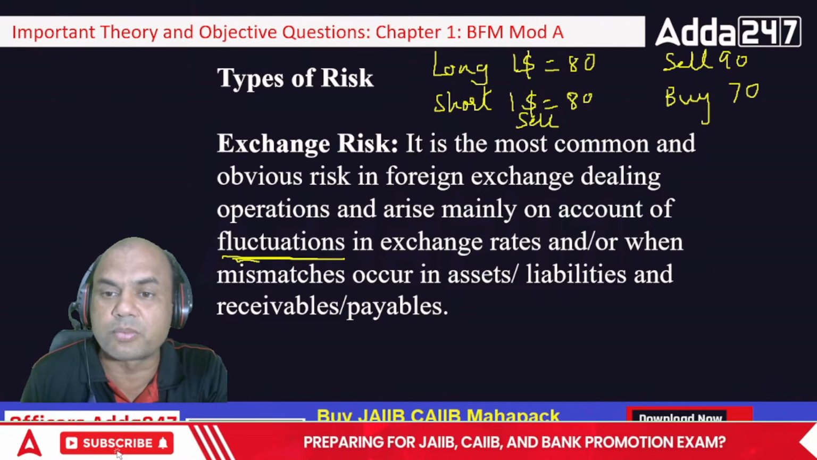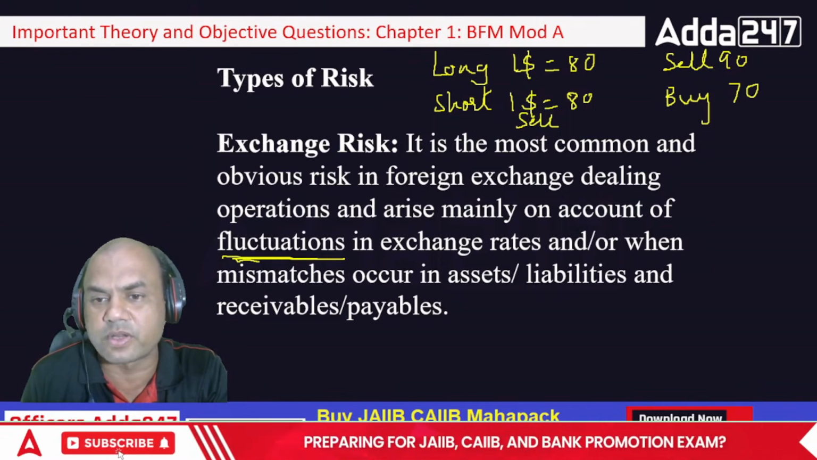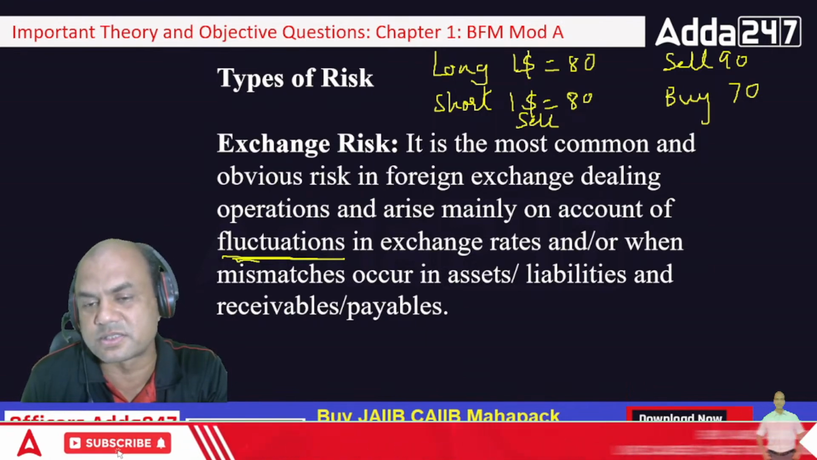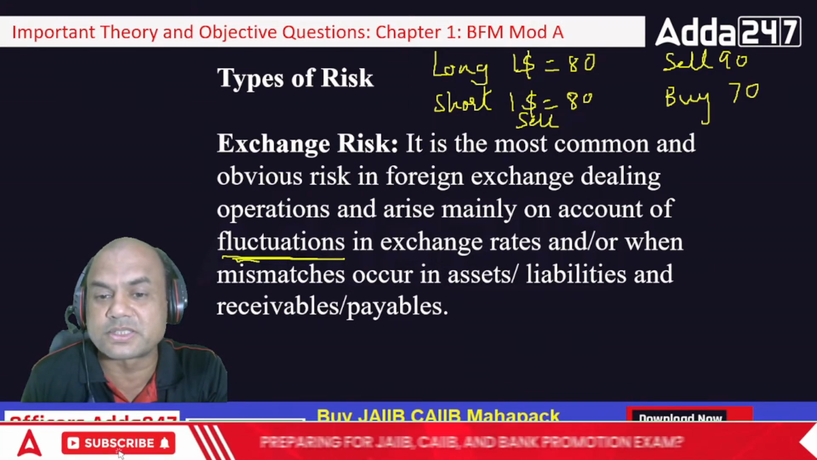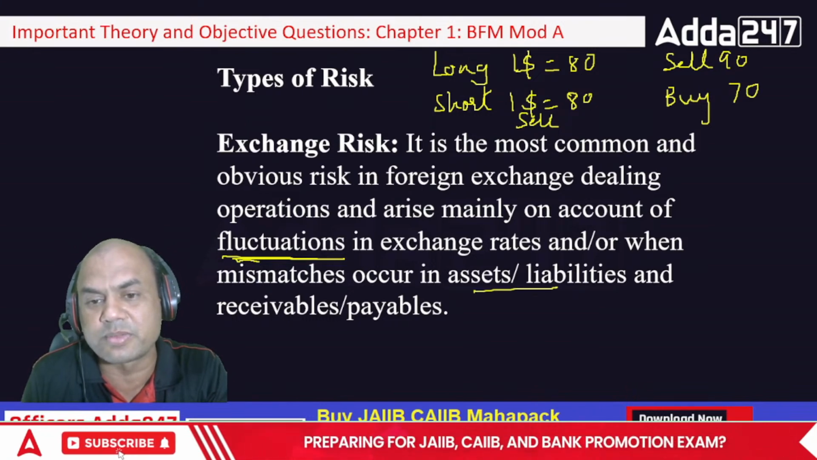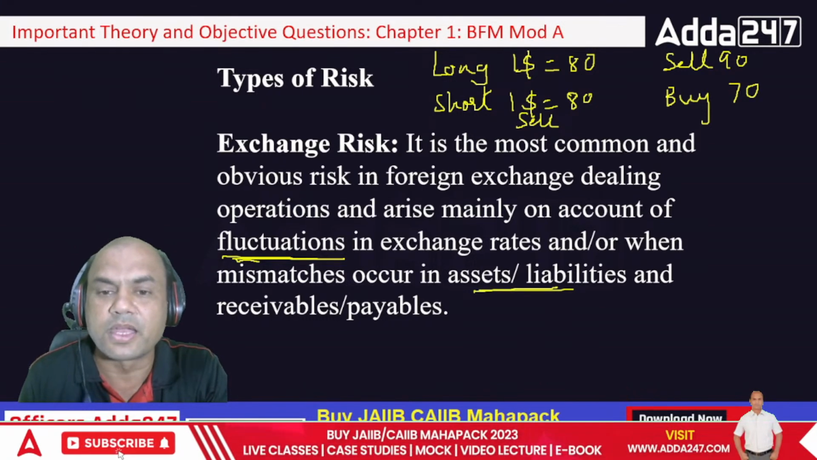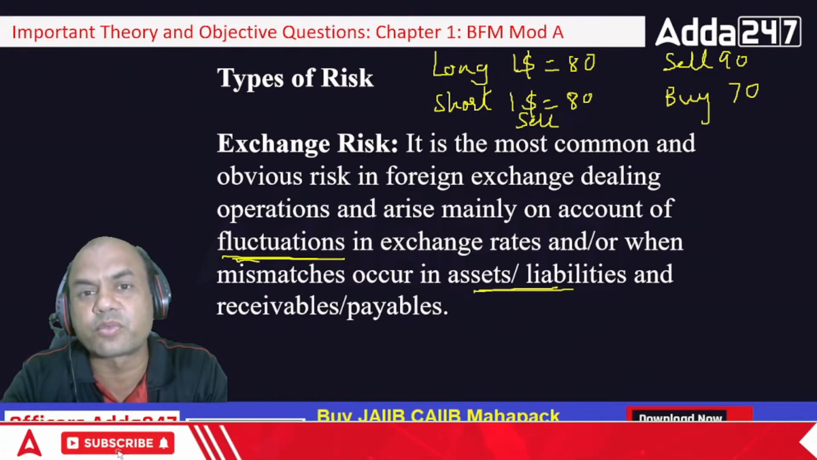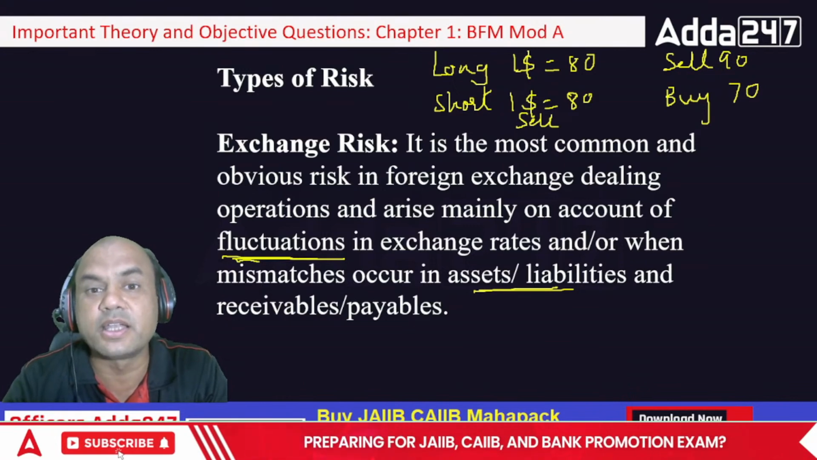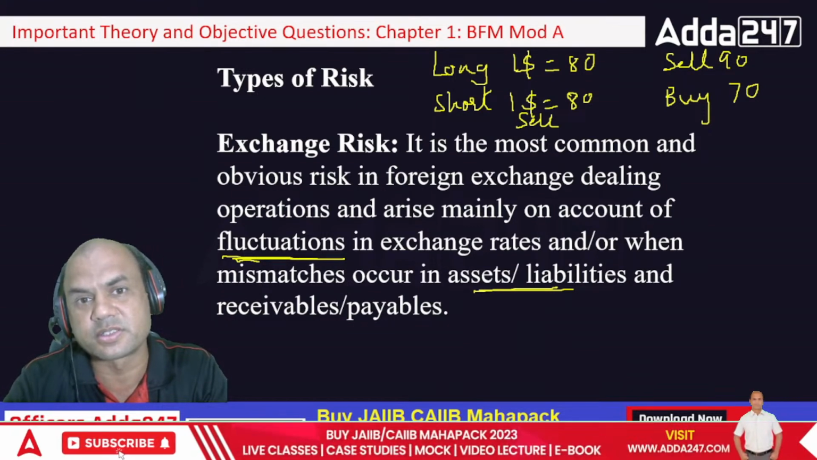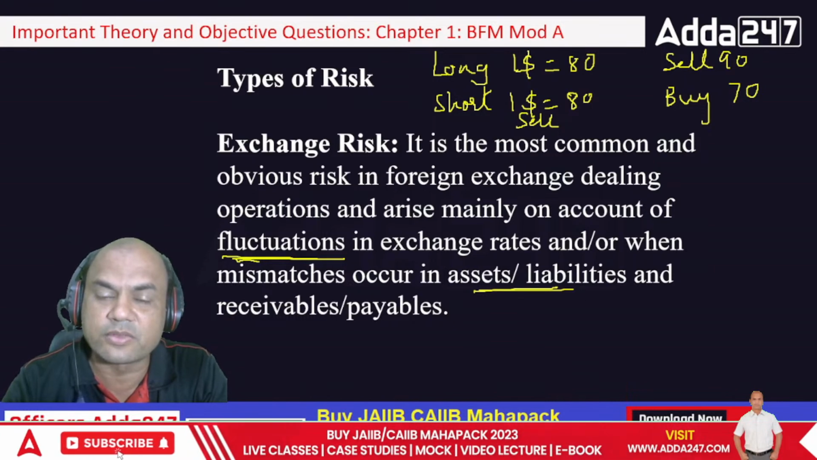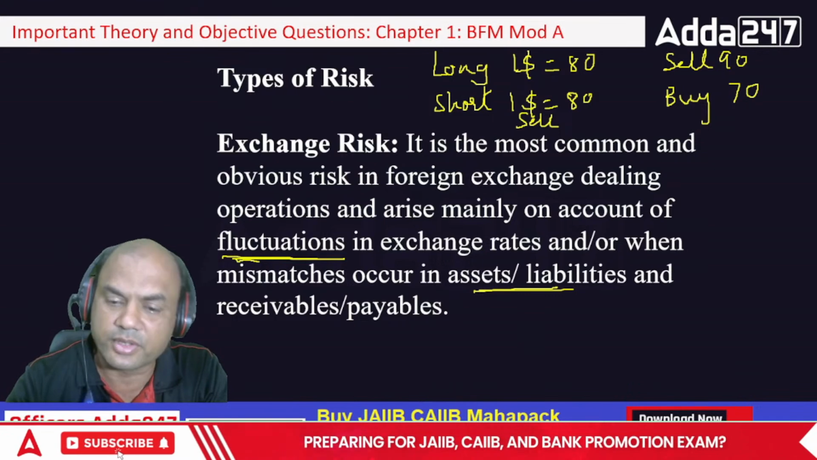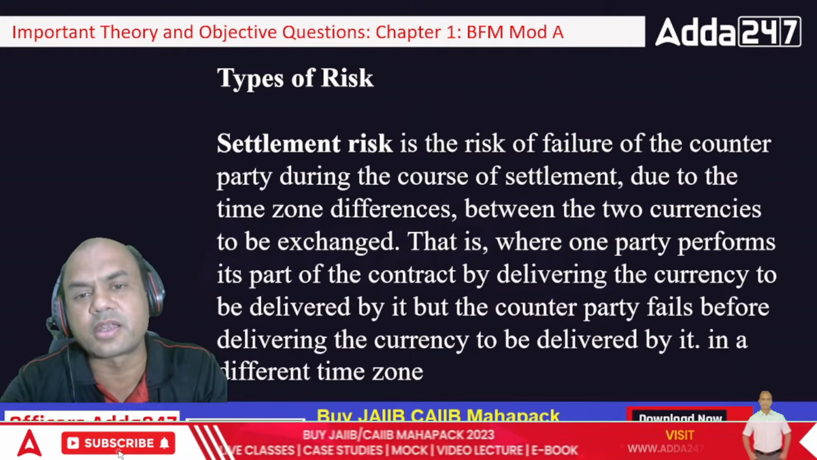So it is the most common and obvious risk in foreign exchange dealing operations and arises mainly on account of fluctuations and or when there are mismatches in assets and liabilities. What do you mean by this? Assets and liabilities. It means, suppose the balance sheet of any bank consists of two parts. One is the India operations, second is the forex operations. So if there are mismatches in the forex operations, then also my exchange risk is affected. Okay. Second is settlement risk.